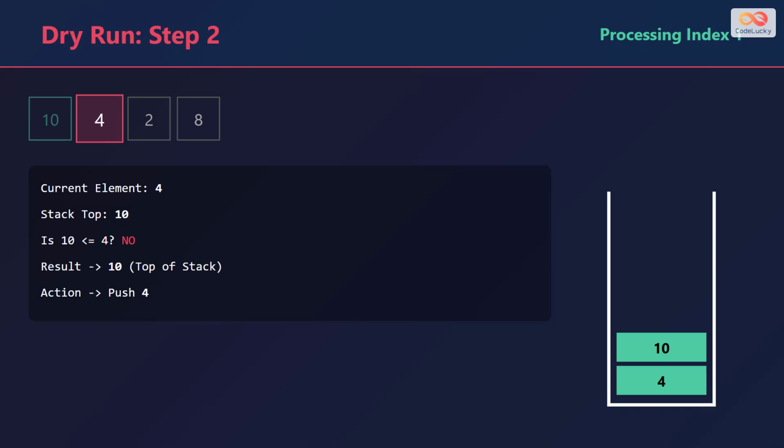Next is the number 4. We look at the stack top, which is 10. Is 10 smaller than 4? No, so we don't pop anything. The top of the stack, 10, is our answer. We record 10 and then push 4 onto the stack. Our stack now has 10 at the bottom and 4 at the top.